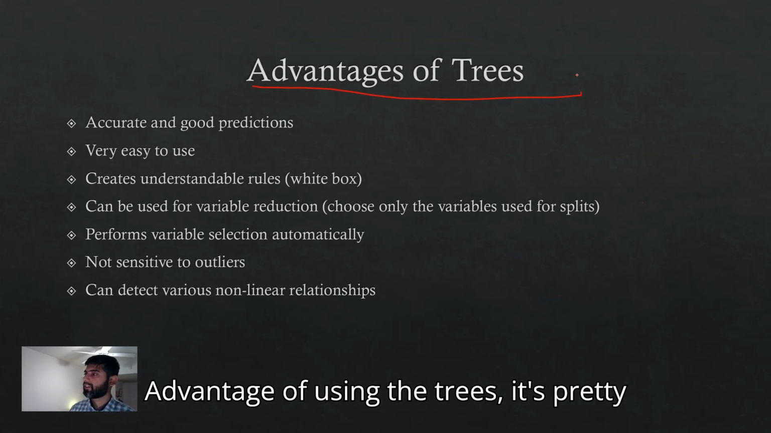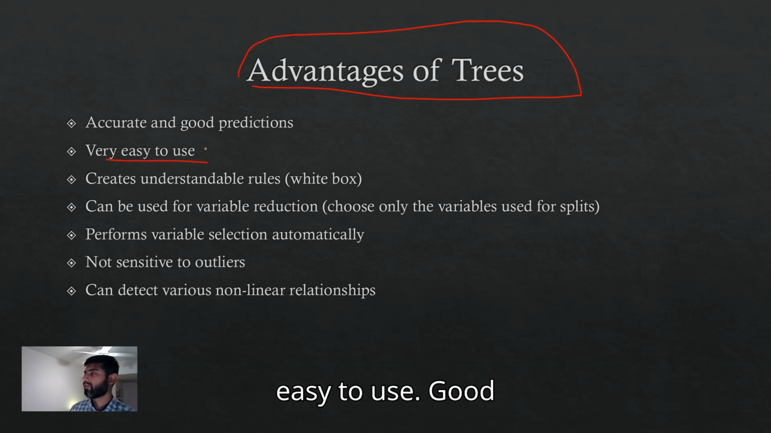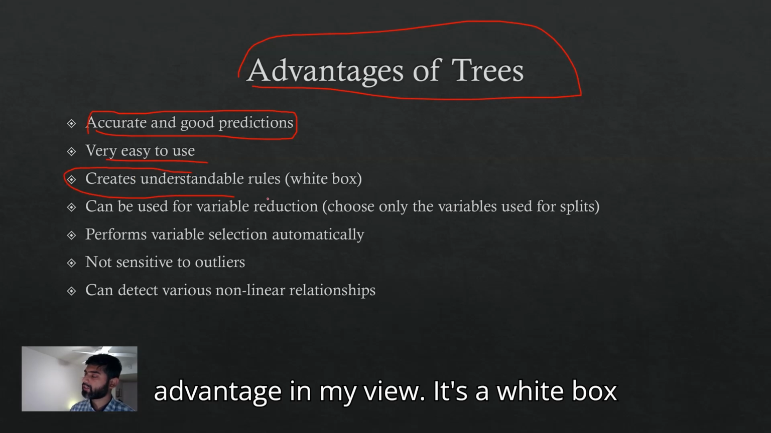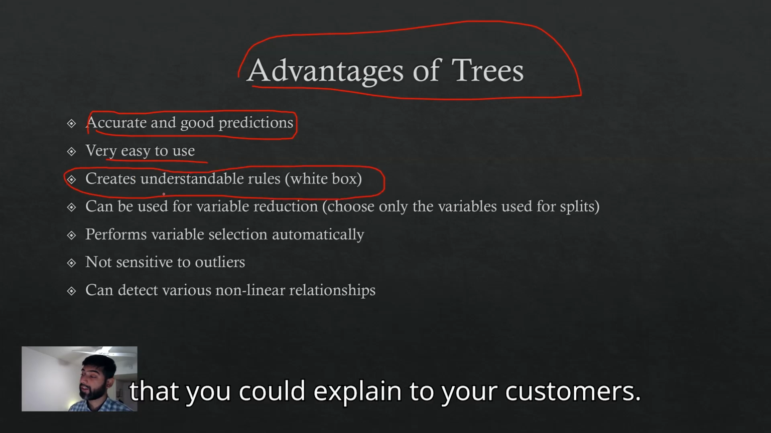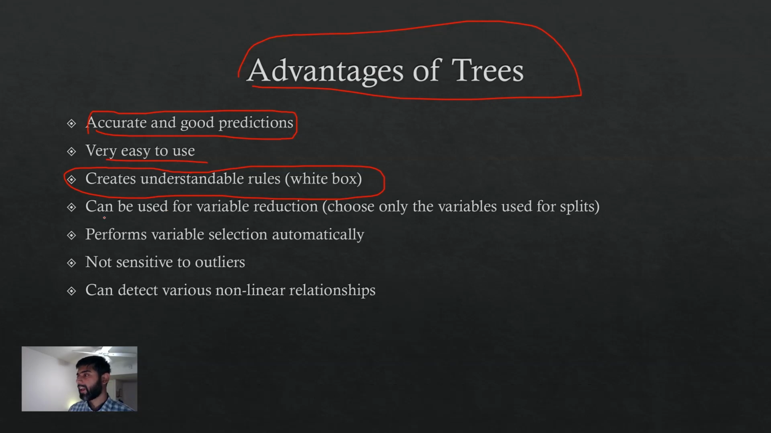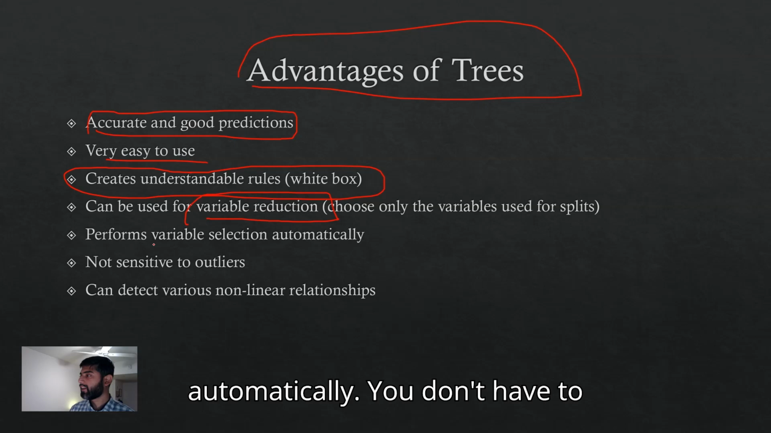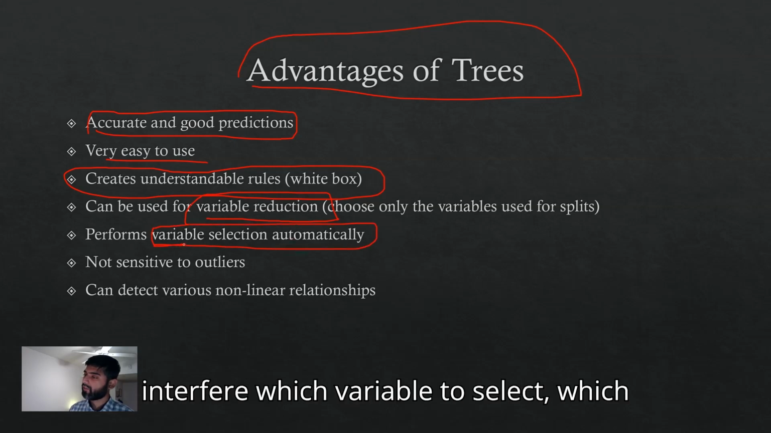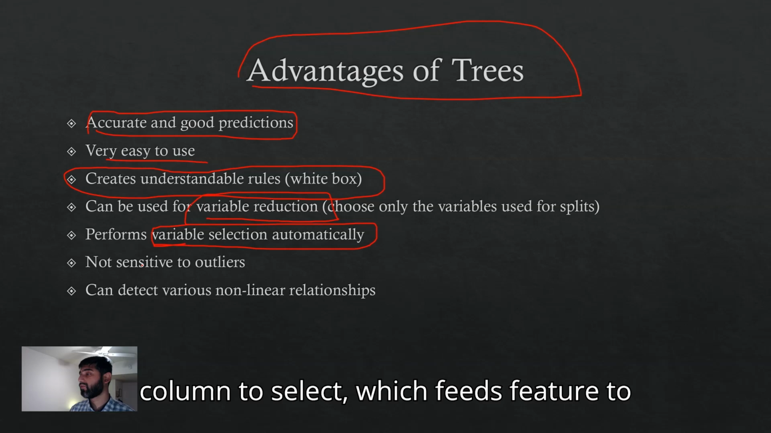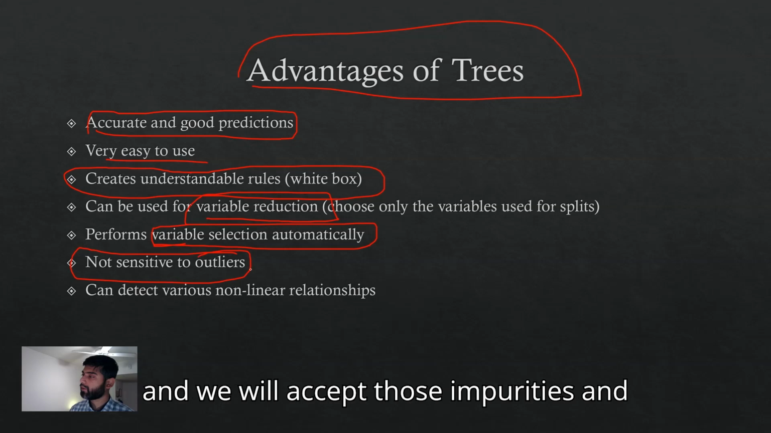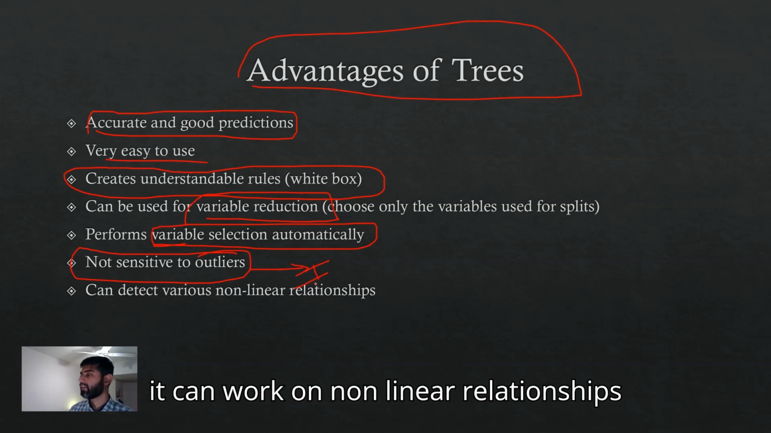Advantages of using the trees. It's pretty easy to use, with good and accurate predictions. The biggest advantage in my view is that it's a white box algorithm, which creates understandable rules that you could explain to your customers. Can it be used for variable reduction as well? It performs variable selection automatically. You don't have to interfere with which variable, which column, or which feature to select. And it's not sensitive to outliers. There can be some impurities, and we will accept those impurities. And it can work on non-linear relationships as well.